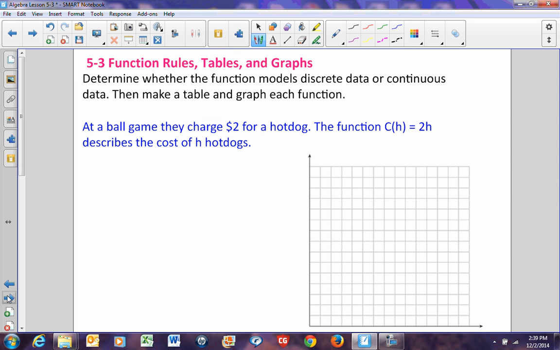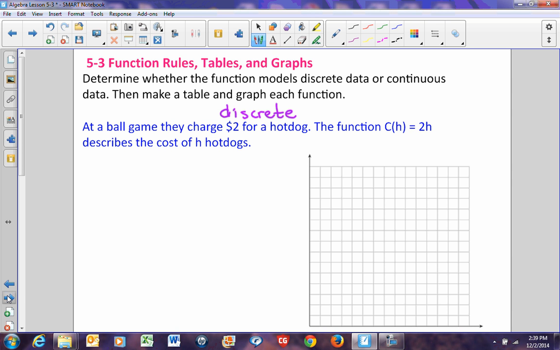All right, let's look at this one. Determine whether the function models discrete or continuous data, then make a table and graph each function. At a ball game, they charge $2 for a hot dog. The function C of H equals 2H describes the cost of H hot dogs. Okay? Obviously, they can't sell half of a hot dog, so this would be discrete data. This is discrete data because you can't sell part of a hot dog. You can eat part of a hot dog, but they cannot sell part of a hot dog.